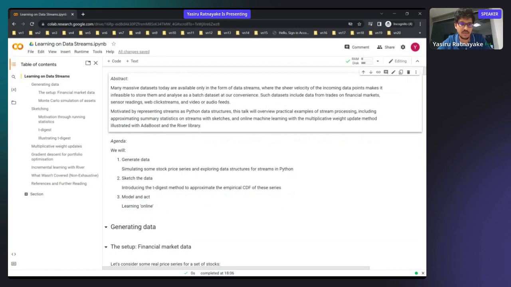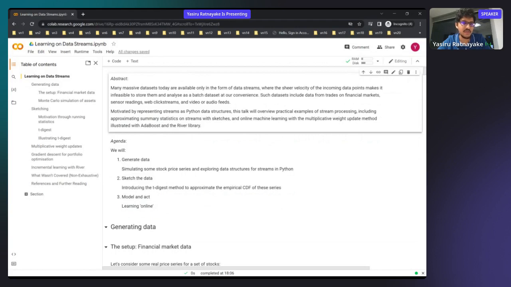So sketching, particularly for streaming data, and particularly for statistical properties of that data. This is particularly going to be about the distribution of the data. We're going to touch on that, and we're going to look at a method called t-digest. We may not be able to go into the details of how it works, but I'll try to sketch that for you as well. And lastly, we'll touch on some libraries that allow you to model streaming data.